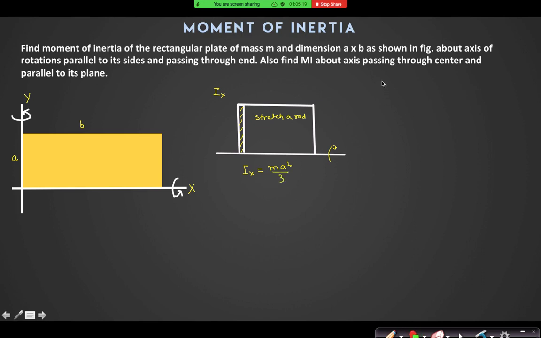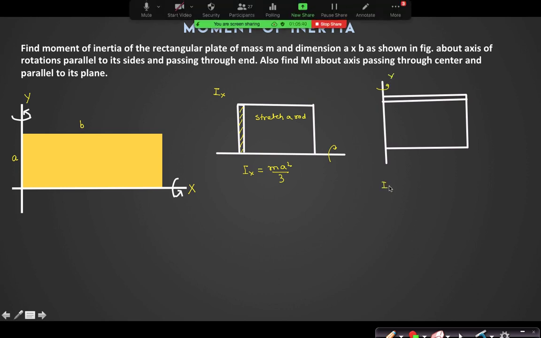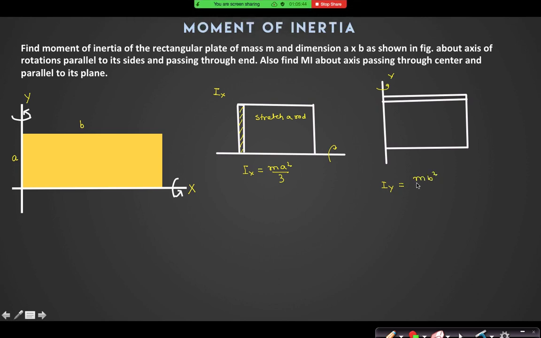Similarly, if you think about Iy, which rod will you stretch? The upper one, of length b. I will stretch about this axis, and you will find the same rectangle, right? So Iy is m b square by 3.